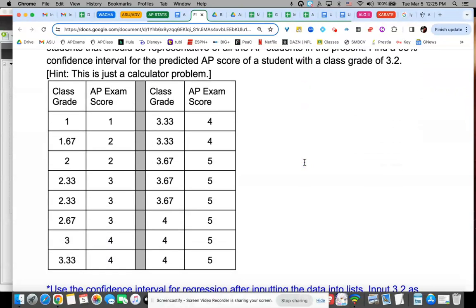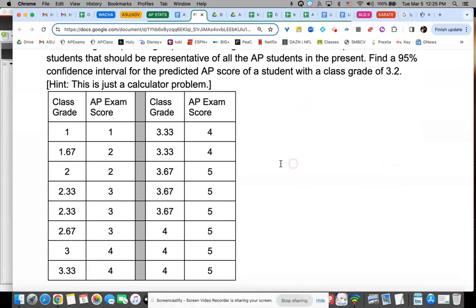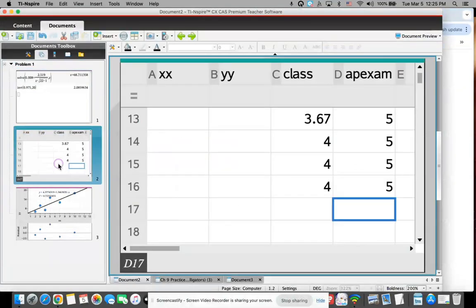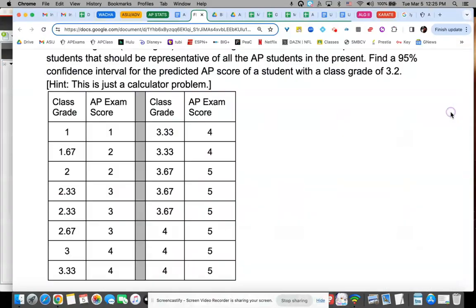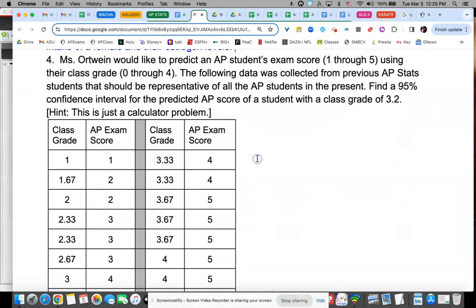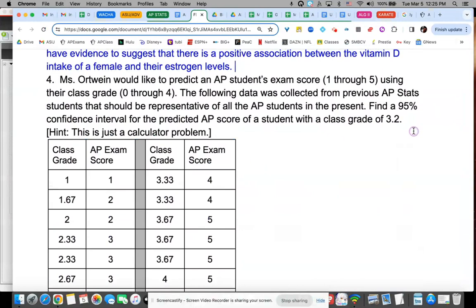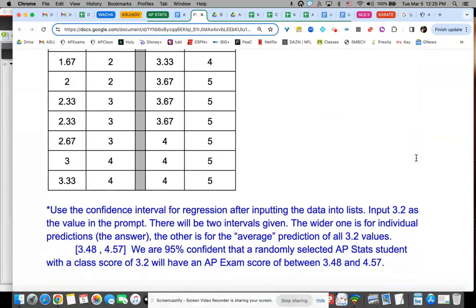Okay, number 4, we got a whole bunch of data. You might want to pause here. You're going to have to put all this data into your calculator if you haven't done it yet, right? Put your data into a spreadsheet. So I put class and AP exam scores in my spreadsheet. Once I have all that, we're going to do a prediction for 3.2. We want a 95% confidence interval for that.